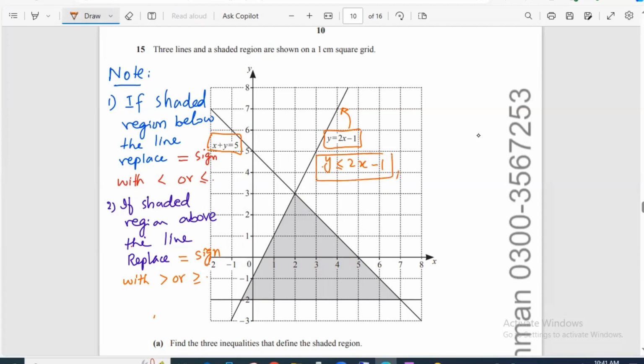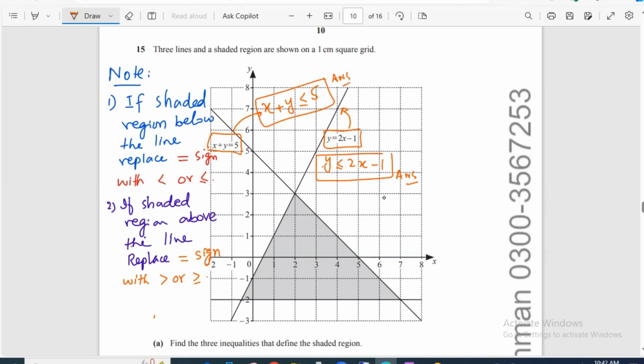Now, the next one here, x plus y equals to 5, and this is the line which has the equation x plus y equal to 5, and the shaded region is below this line. So for this line we have to replace the equal to sign with less than or equal to. So x plus y less than equal to 5. This is another answer here.